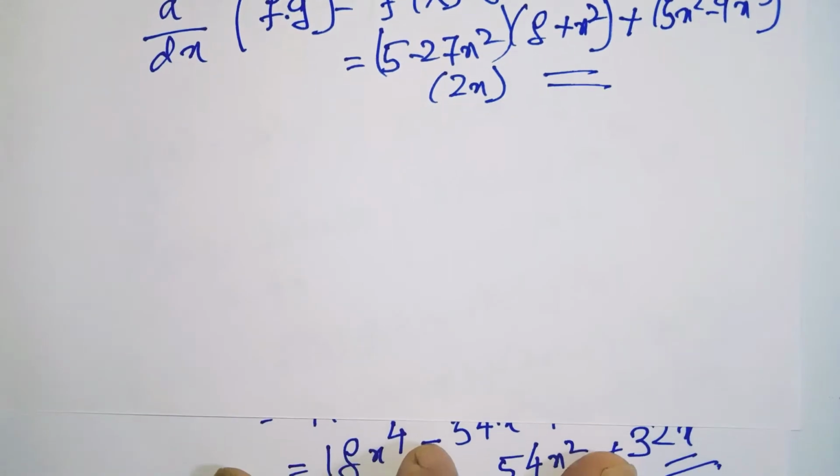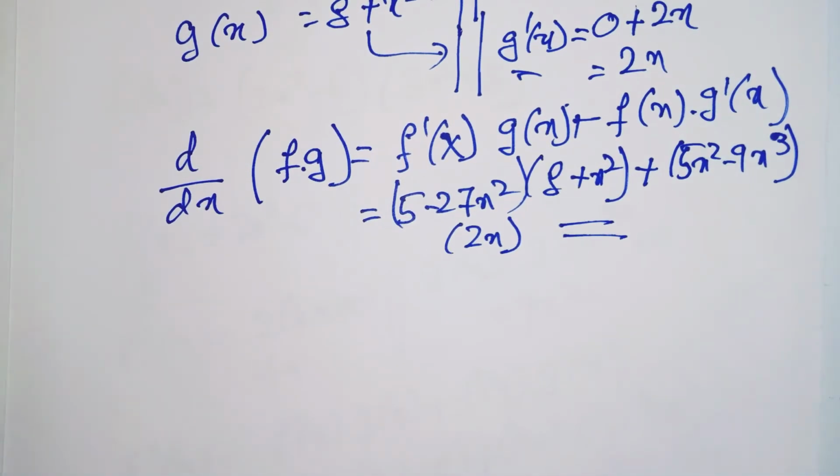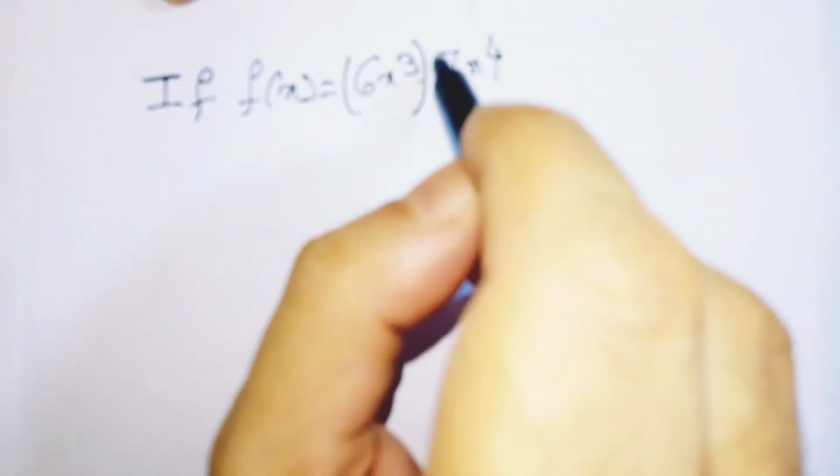So now, for example, let me use a new sheet of paper. Say I give you this kind of an expression, f of x equals 6x^3 times 7x^4. This can also be an expression, and how do we find the derivative using the product rule?